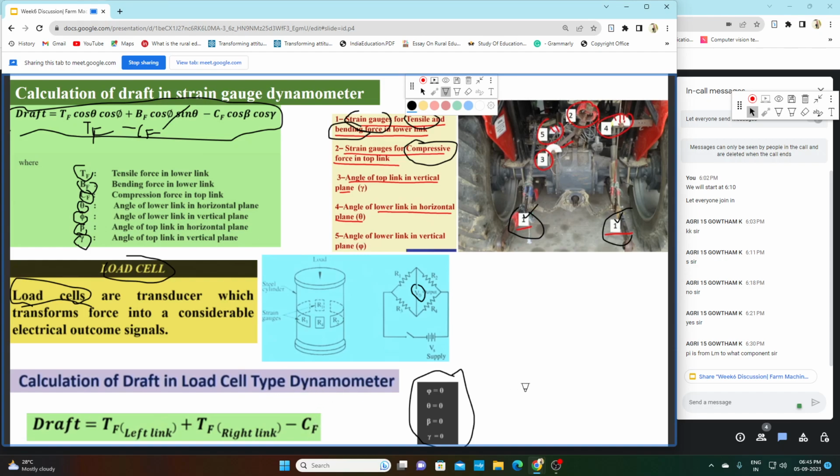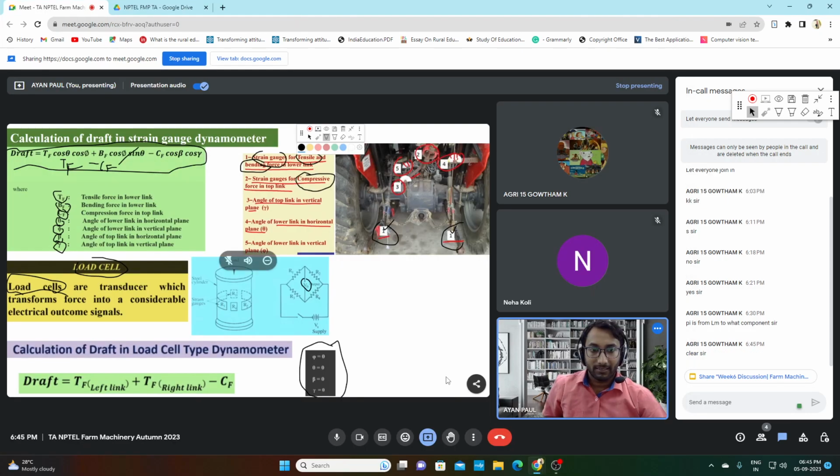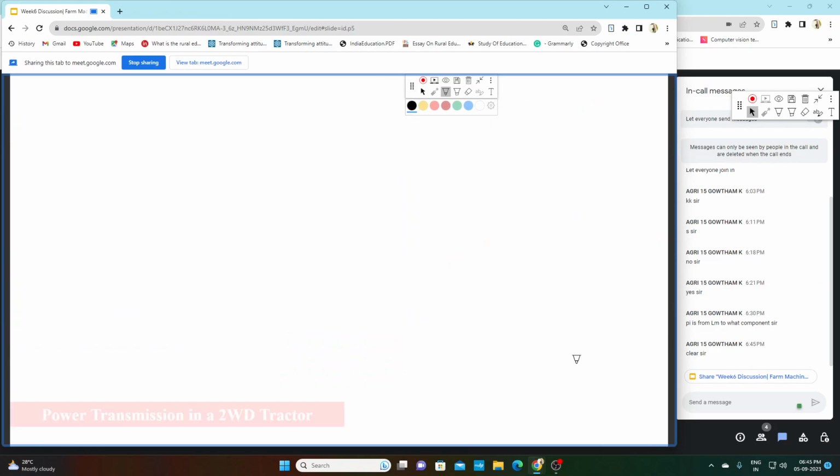Okay, is this clear? Any doubt in this slide? Okay, so I hope there is no doubt in this slide.